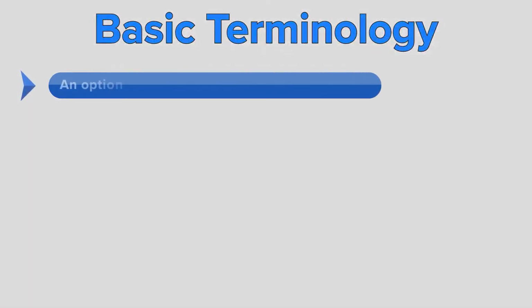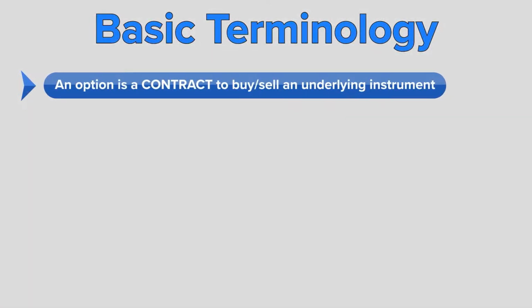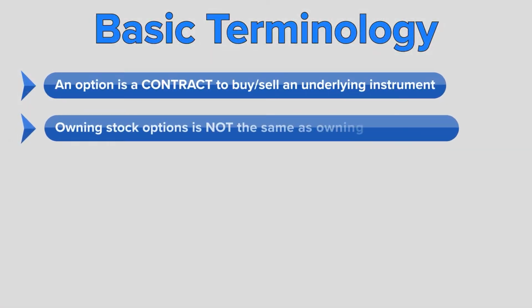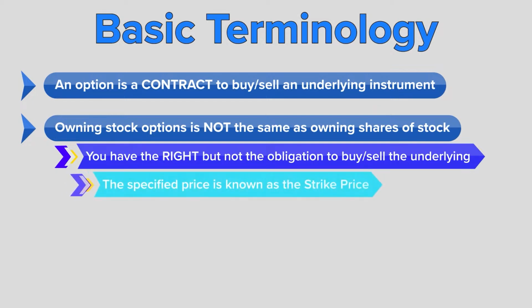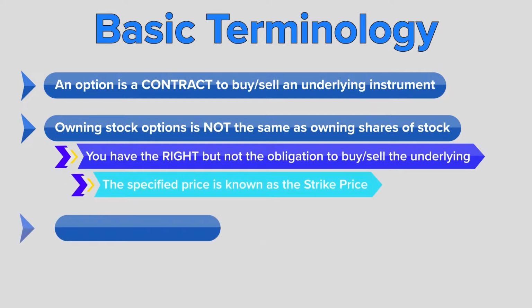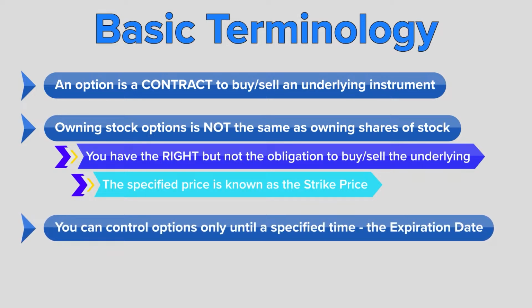Now let's discuss some basic terminology. An option is a contract to buy or sell an underlying instrument. Owning stock options is not the same as owning shares of stock. If you own an option, you have the right, but not the obligation, to control your stock at a specified price, which is known as the strike price, until a specified time, which is known as the expiration date. If an option is not exercised before the expiration date, it expires or just ceases to exist.